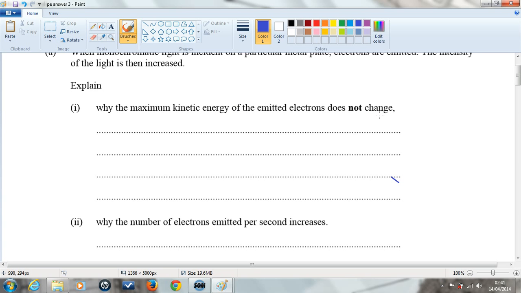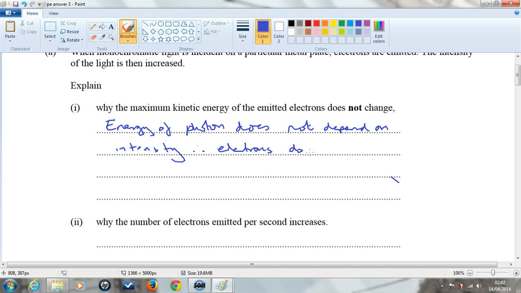Well, the reason for that is that the intensity is just the number of photons per second. And that means that the energy of a photon does not depend on intensity. Therefore, the electrons do not have more energy.